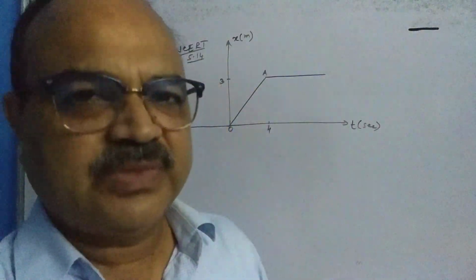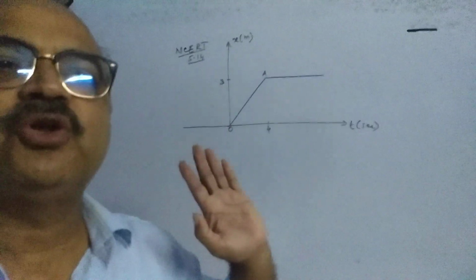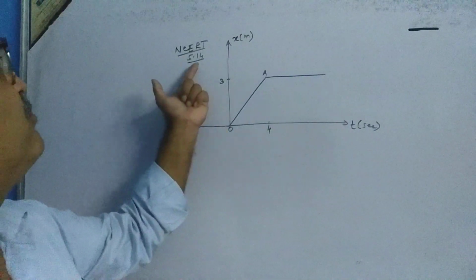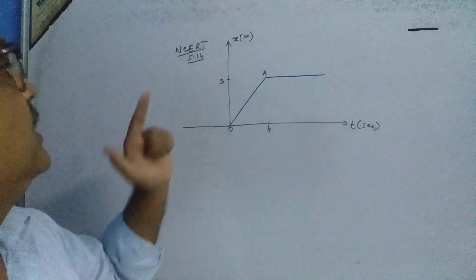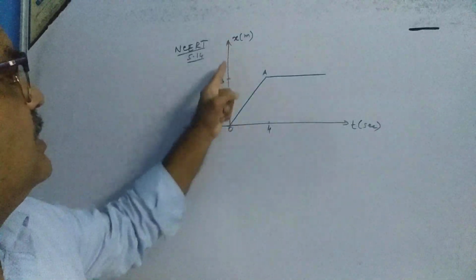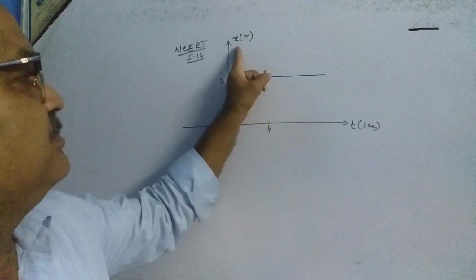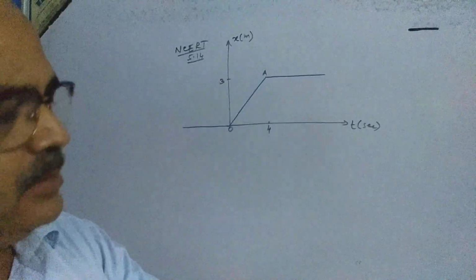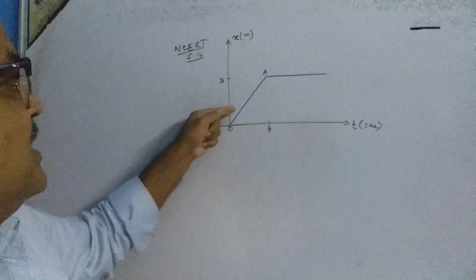Okay, students, now let us discuss this question on impulse. It is question number 5.14 of NCERT, chapter 5. There is a graph, x versus t. X is in meter, t is in second. You can refer to the question. The graph is like this.